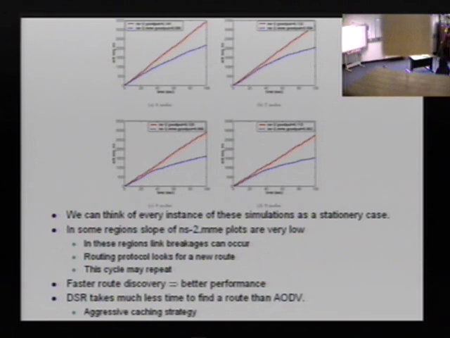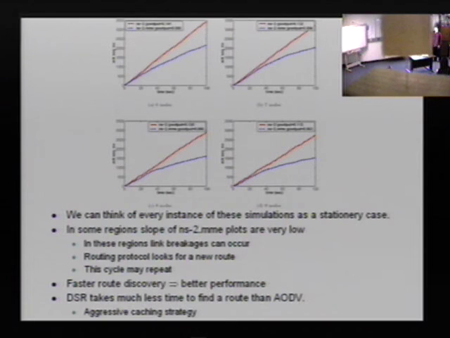So when we think about this, these scenarios were mobile scenarios. If we think about every instance of these scenarios as a stationary case, for example, assume that I made an experiment where I put the nodes 205 meters away from each other, for example, here. They move 0.5 meters per second, so this corresponds to 125 plus 40 meters, 165 meters.